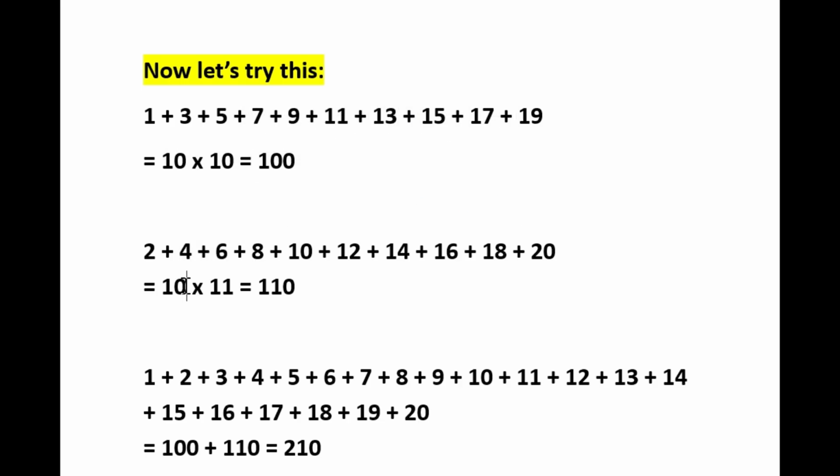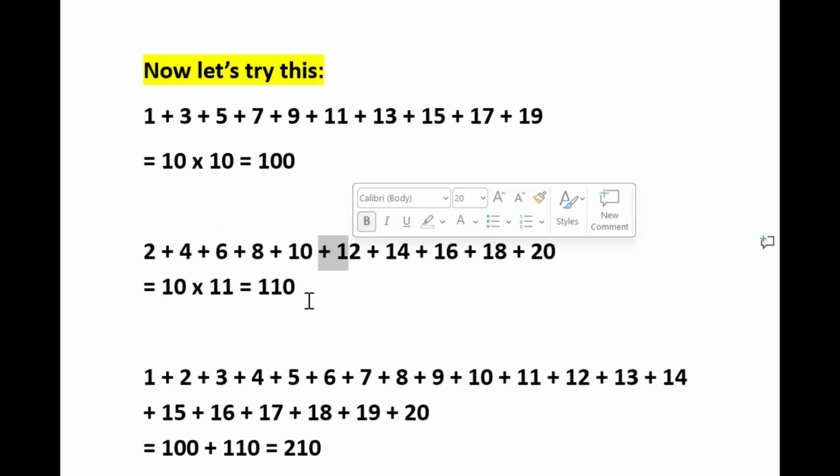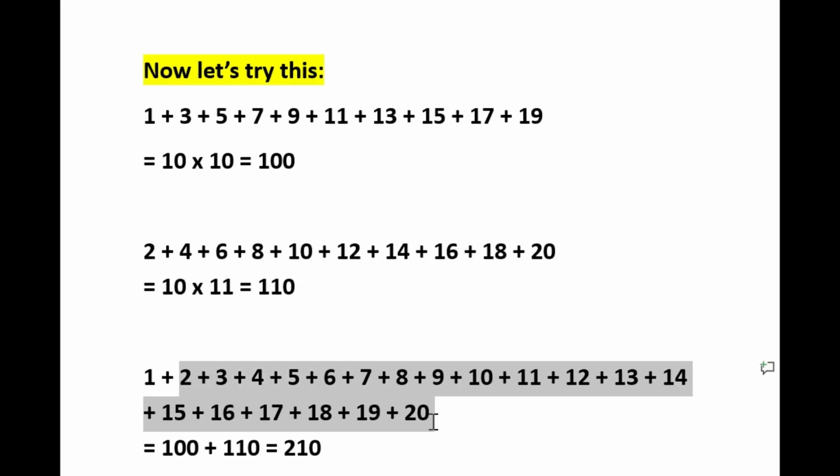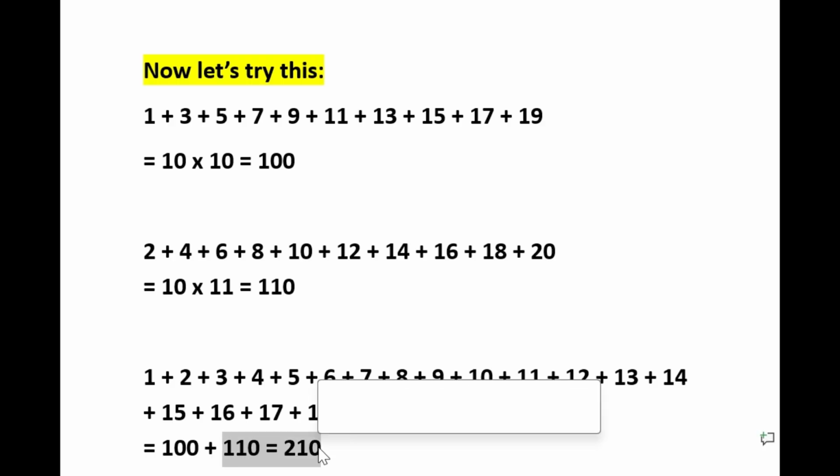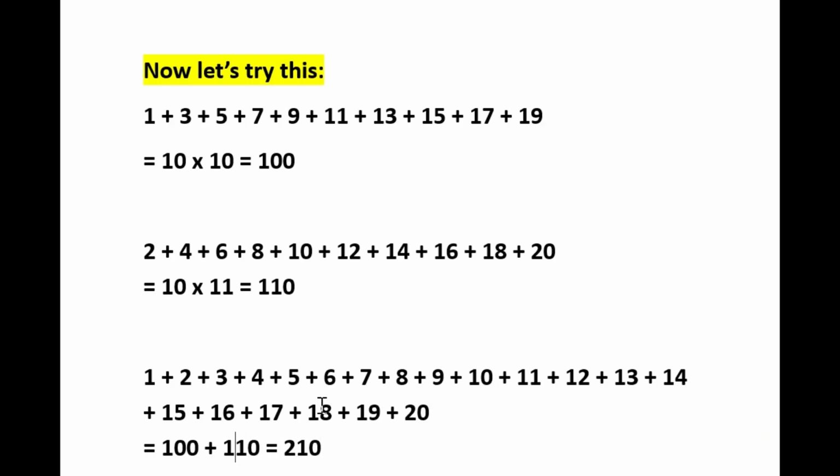For the even numbers, 10 into 11 in this example, because there are 10 even numbers. And for the first 20 natural numbers, we broke it into odd plus even. So the first 10 odd numbers sum to 100, the first 10 even numbers sum to 110, and together that is 210. Okay, we'll take a few more examples and then we'll jump to the formula.